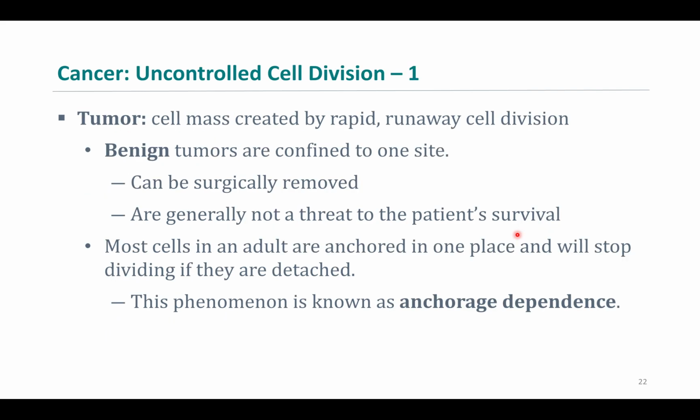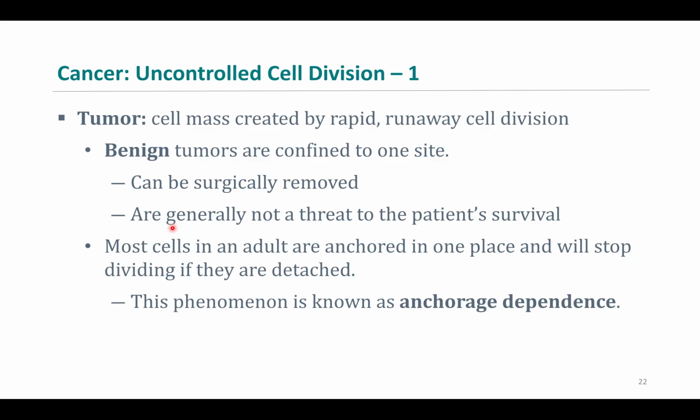Sometimes cancer happens when the cells have uncontrolled cell division. Okay, so we call a tumor a cell mass created by rapid runaway cell division. And we call it a benign tumor when this uncontrolled cell division is confined to one site. Normally, if it is a benign tumor, it can be surgically removed, and normally it's not a threat to the patient's survival.